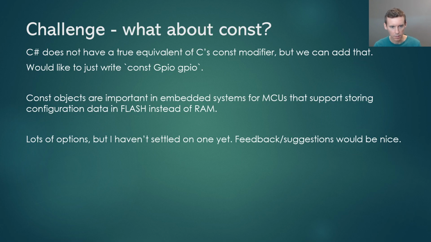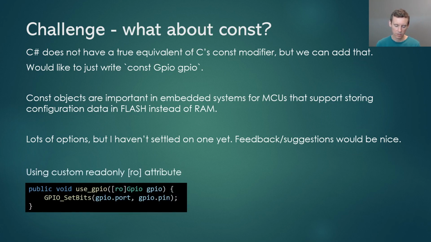And yeah, there's lots of options for ways we can implement this. I haven't fully settled on one yet. Feedback and suggestions are welcome. So one quick option, which we might start with, is we can add a custom read-only attribute. So if this is meant to be const GPIO, we could add this attribute here and Fin will treat this and generate code for this so that this is const.